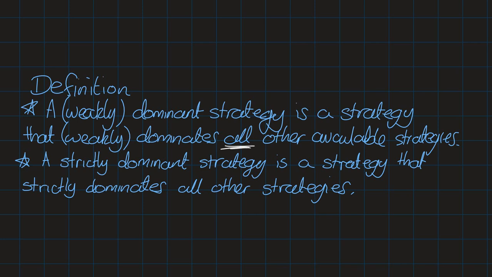Similarly, a strictly dominant strategy is a strategy that strictly dominates all of the other strategies. So it's very similar to what we did last time, but instead of just comparing A and B, we compare all of them. If there's A, B, C, D, then for A to be strictly dominant, A needs to strictly dominate B and C and D and E. It needs to strictly dominate all of them to be called strictly dominant.